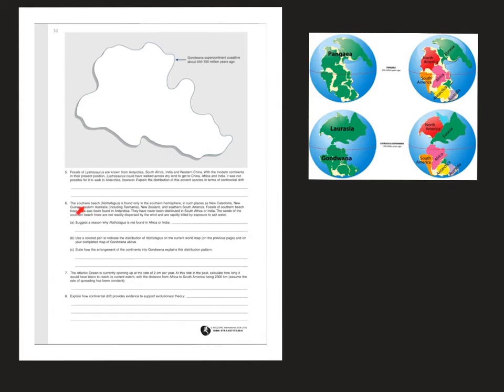So the question is this tree, southern beech, which is found in the southern hemisphere, so it's found down here where Gondwanaland would be. So this would be Gondwana. And you can find this tree in Australia, including New Zealand. Now, New Zealand is a large island, right, that's off the coast of Australia.